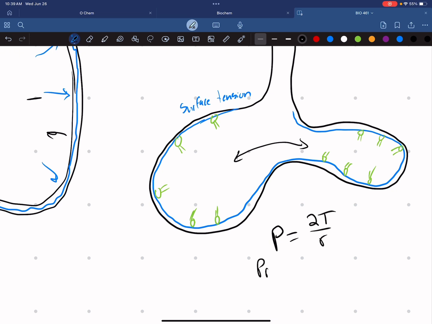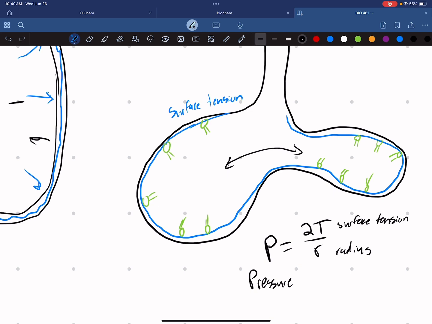And so P is pressure, T is our surface tension, and R is our radius of alveoli. So we know that as this surface tension decreases due to this increased amount of surfactant per surface area, that will regulate the pressure between the big and the small alveoli. So because of this surface tension and because of surfactant, the amount of pressure and the amount of air that reaches the alveoli is regulated, and we don't have one alveoli that wants to collapse because of pressure wanting to go from high to low.